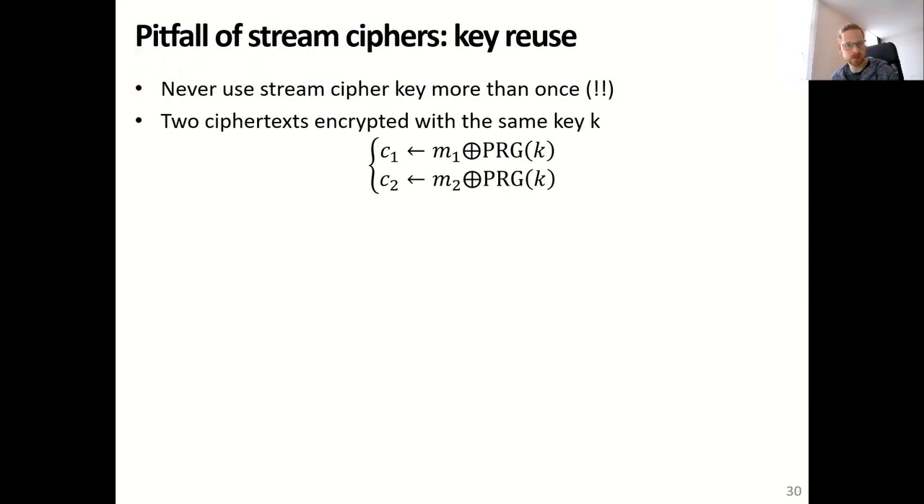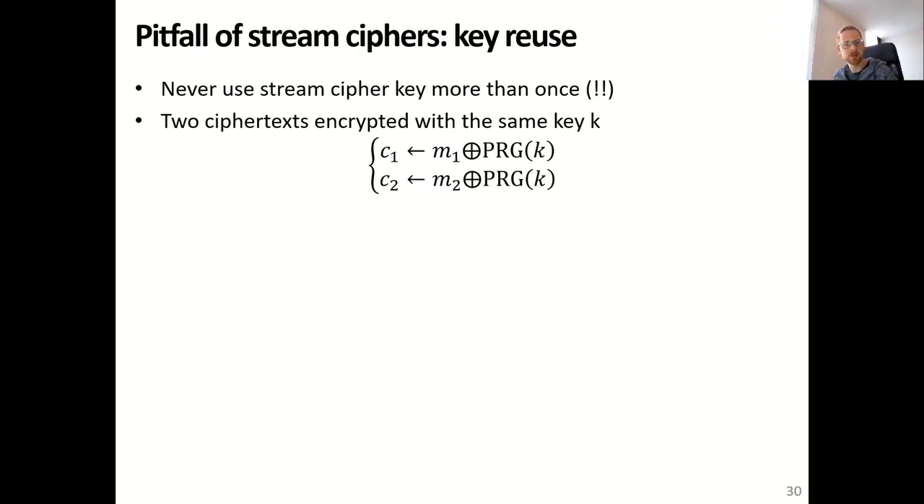And let's end this video with looking at one of the most important pitfalls of stream ciphers. I already mentioned that this should be avoided when talking about the one-time pad, and it is key reuse. When using stream ciphers, you should never reuse a key more than once, meaning you should never use a key to encrypt more than a single message.